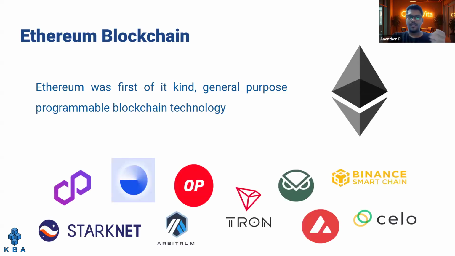But along the line, a lot of other blockchain technologies also came. These are some of them. Polygon, this one is known as Polygon. Polygon was an Indian company. They started from India, and they are now one of the pioneers of the Ethereum ecosystem. We have Base, Optimism, Tron, Gnosis, Binance Smart Chain, and the list goes on.